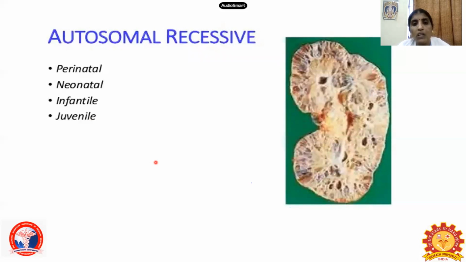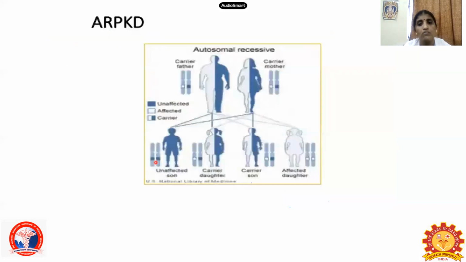Now moving on to autosomal recessive disorders of the kidney. As I told, it is also called childhood polycystic kidney disease. Childhood polycystic kidney disease can be classified into perinatal, neonatal, infantile, and juvenile. You know what perinatal is, right? Perinatal means the pregnancy period within the uterus. Neonatal is the first 28 days, infantile is the first 1 year, juvenile is up to 12 to 14 years. So that is how childhood polycystic disease is classified.